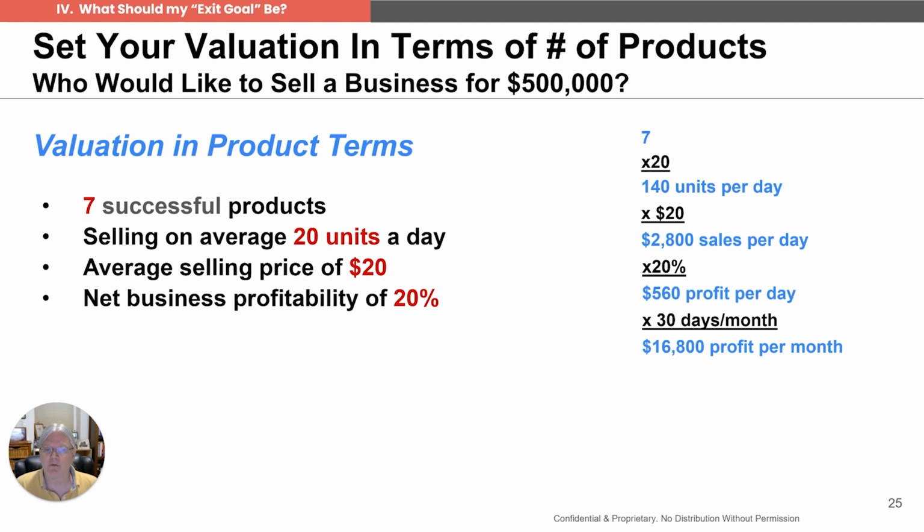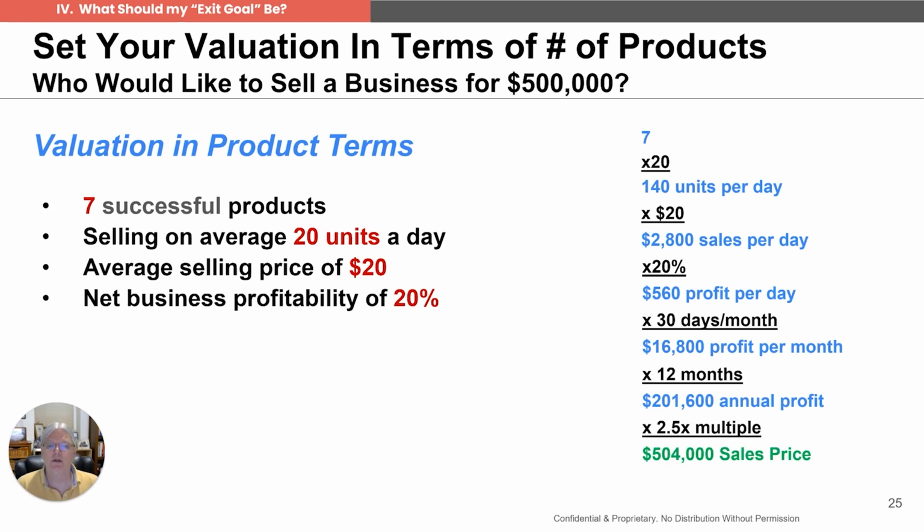You multiply that times 12, and lo and behold, you're making a little over $200,000 of annual profit. And using that concept of the multiple that we mentioned before, you take a 2.5 multiple, which is a very conservative multiple, but reasonable for this size business, and you've got a $500,000 sales price. You simply have created, by releasing 7 successful products in whatever time frame it takes. Maybe you do 3 a year that are successful, you lose a couple and it takes you 3 years. But when you have 7 products doing this, you have a $500,000 business.